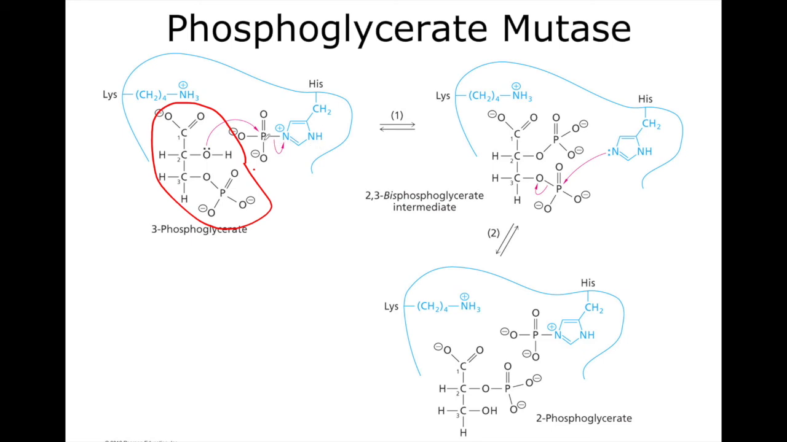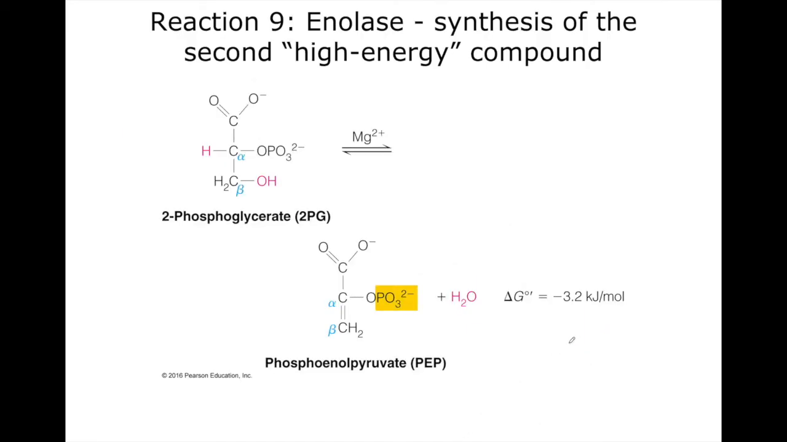That phosphate is transferred to that 2-carbon. So here now we have that the histidine has transferred its phosphate to the 2nd carbon, and now we have a 2,3-bisphosphoglycerate intermediate. Then the enzyme, that histidine, pulls the phosphate off, but not, of course, the same one. It pulls it off the 3-carbon, and that generates our 2-phosphoglycerate and regenerates our enzyme. So let's move along here and look at our next steps, reaction 9.